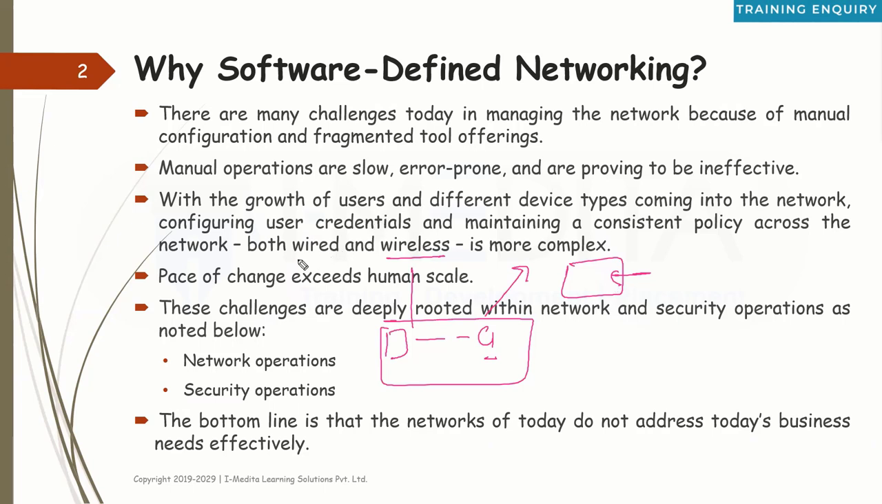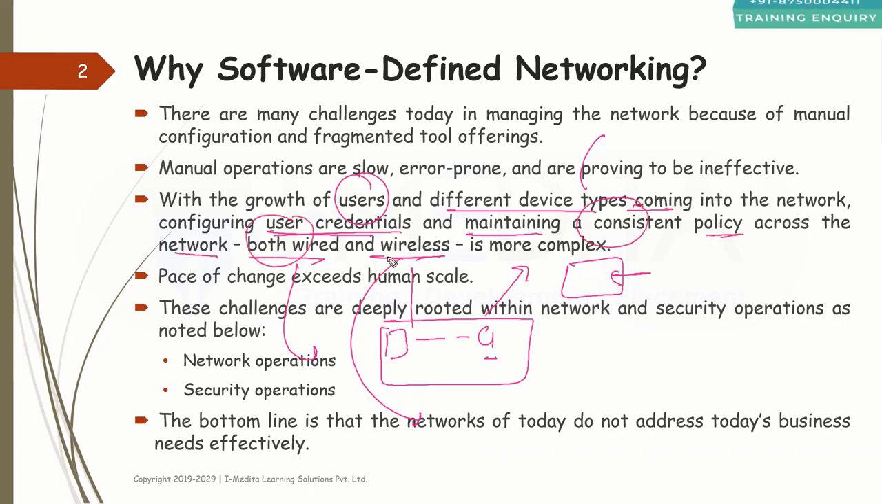Configuring a policy for the wired infrastructure versus the wireless infrastructure, and configuring policy for voice traffic, data traffic, video traffic, and IoT devices, is getting more and more complex in the modern day network. So with the growth of users and different types of devices, such as computers, laptops, tablets, IoT devices, and sensors, configuring user credentials and maintaining a consistent policy across the network for both wired and wireless is getting more and more complex.